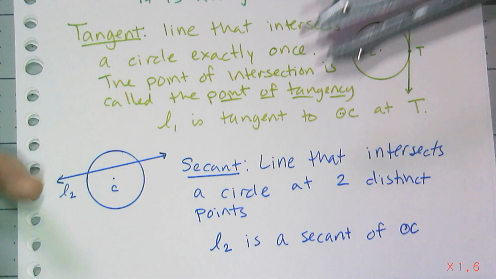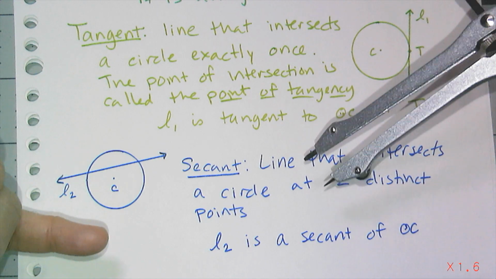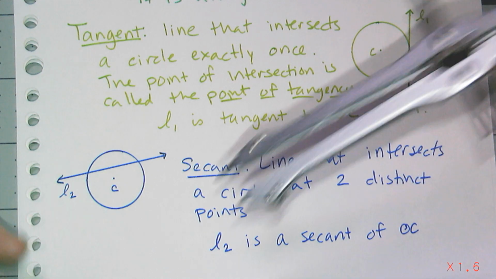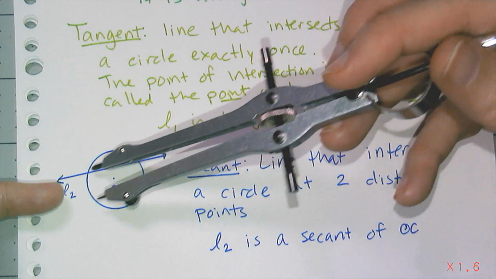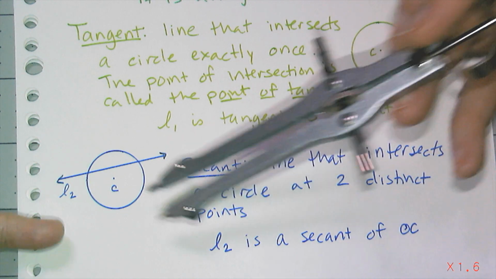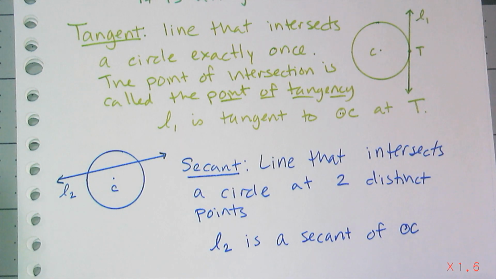Now this contrasts with the word secant, another word that's going to have a different meaning later on. Right now in geometry, a secant is a line that intersects a circle at two distinct points. And you'll notice that the secant creates a chord, right? But it keeps going, right? So line 2 is a secant of circle C.